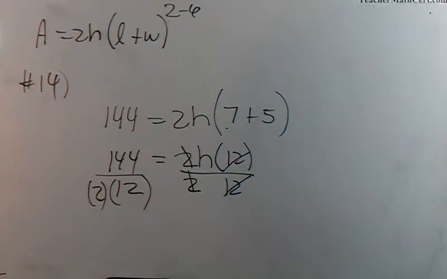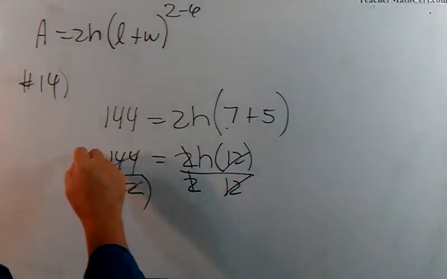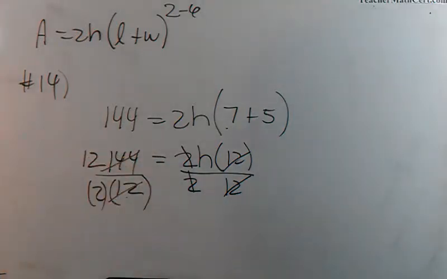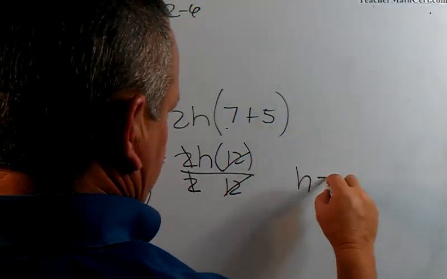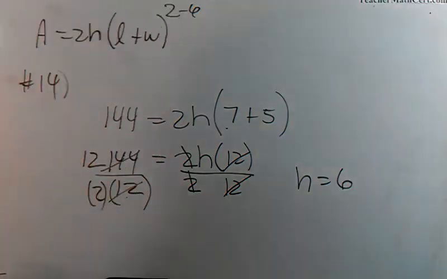Alright, so we can divide this out here, right? That's going to be 12. 12 goes into 144, right? That gives us 12. That goes to 1. Then we've got 12 divided by 2 is equal to 6. So the answer is H is equal to 6. Okay? I'll let you look at that for a second.